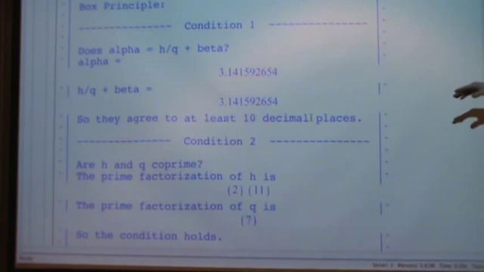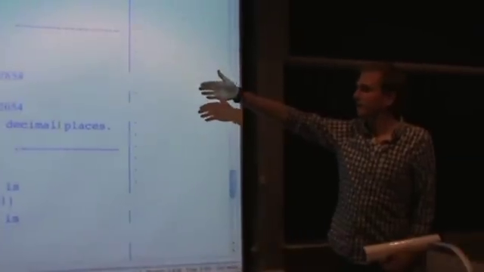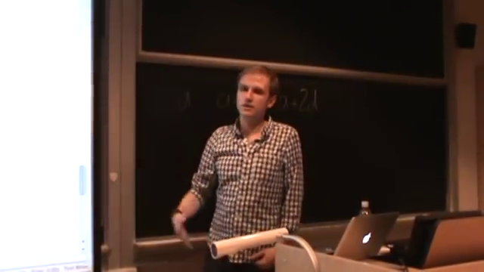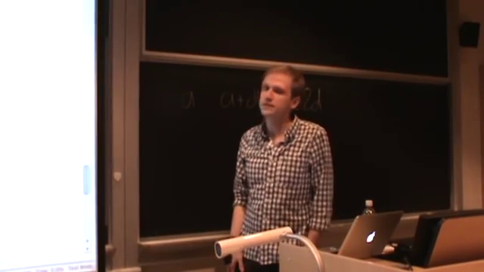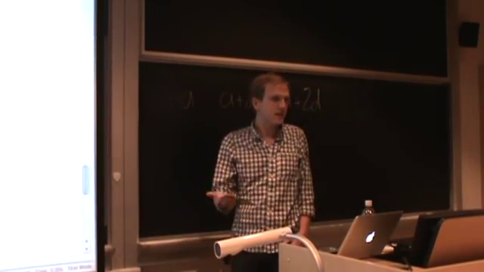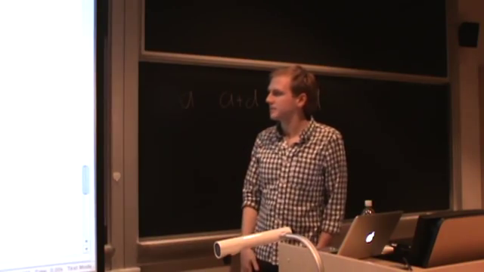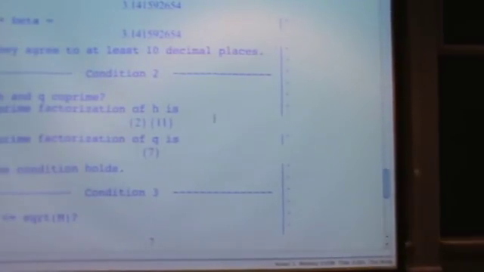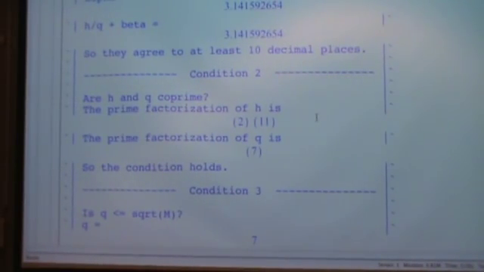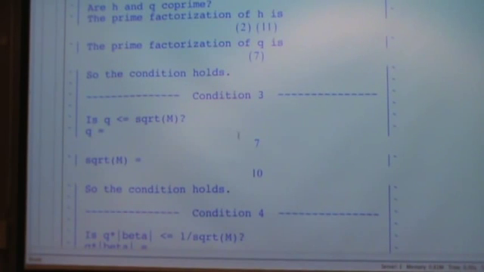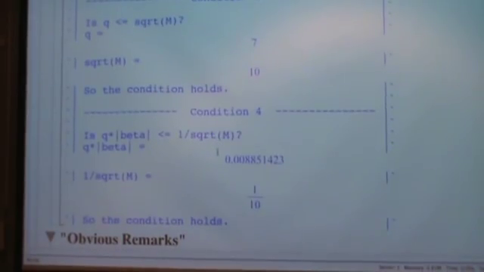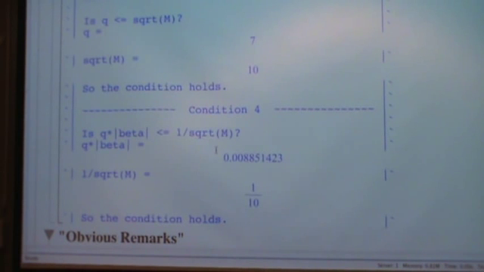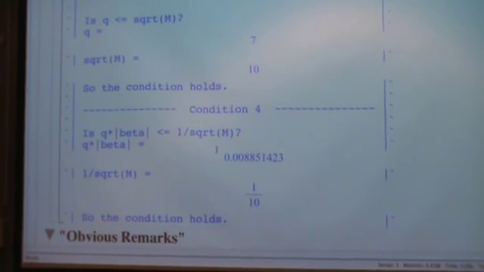So first off, are these constants equal to alpha? Does alpha equal h over q plus beta? You run the check. It checks it up to 10 decimal places. Obviously, these are real numbers. We can't check for everything, but it checks up to 10 decimal places. We check that these two numbers are coprime, so it gives you the prime factorizations. We check whether q is less than the square root of m, and finally whether q times beta is less than 1 over the square root of m. So this is how I use Maple to help illuminate the proof.